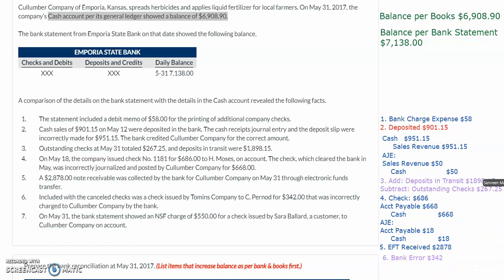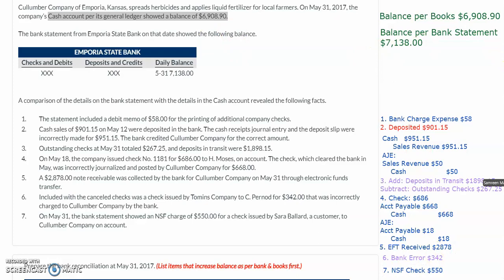And then the last one, we have a bank statement that showed an NSF check of $550. And this NSF check is going to affect part 2 of our reconciliation. So we want to go ahead and include our accounts receivable back into our accounting records and also reduce our cash. So we need to subtract out that NSF check.